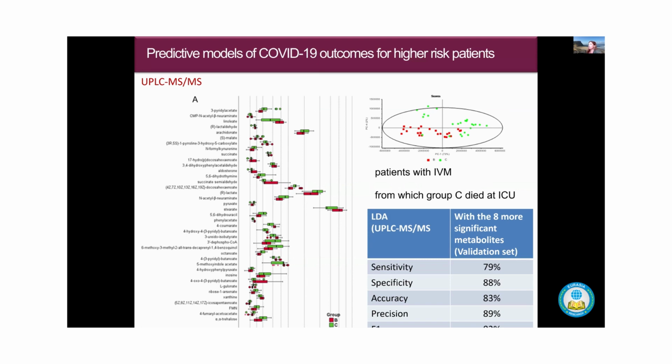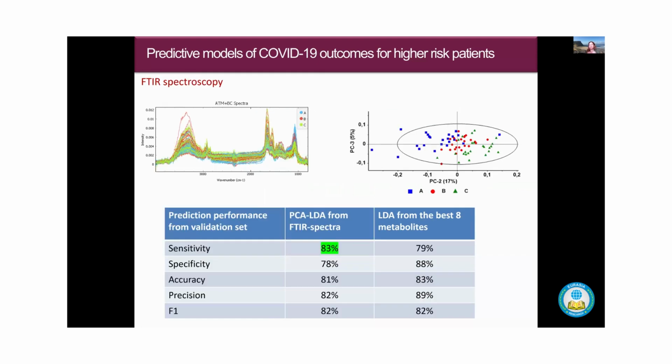it happened. We also compared this data with the infrared spectra data, and we achieved very similar prediction performance, with very high sensitivities, even slightly higher with the infrared spectrum in relation to the metabolite profile acquired by mass spectrometry, with very, very high specificity and so on. So this gives you a very interesting predictive performance.